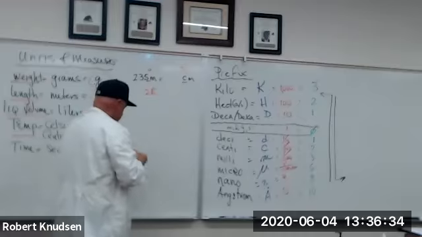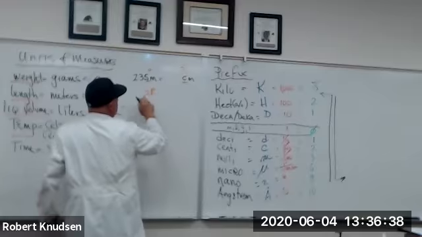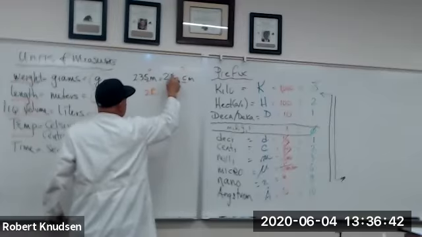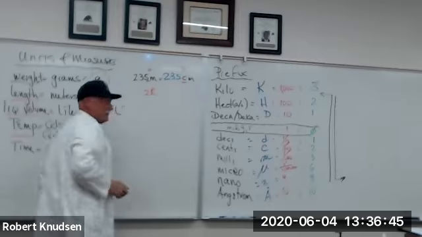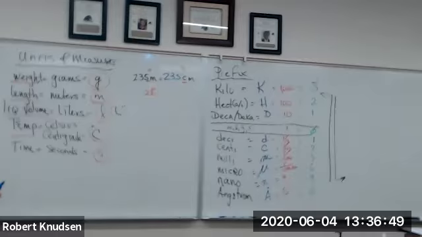Get it? I'll put the answer in blue. So you had 2.35. You're going to move the decimal place 2 to the right. Your answer is 235 centimeters. So if you look at that, it says 2.35 meters is the same thing as 235 centimeters. Got it?